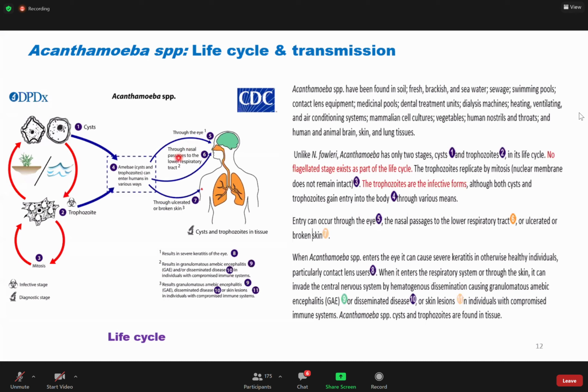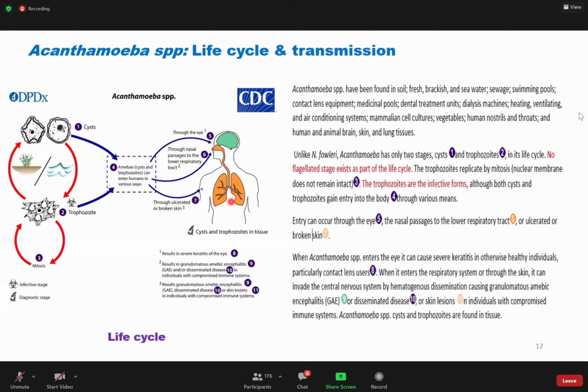It can also enter through the nasal passages to get to the lower respiratory tract. So there's no way you're going to dive into the lake or stream and you won't have some droplets of water going up your nostrils. It can also go through ulcerated or broken skin. So you just had a tattoo and you went for a swim in the lake. That is offering the organism a portal of entry. So depending on the portal of entry, the clinical presentation may be keratitis, okay, involving the eyes, or you can have involvement of the central nervous system, or you can have infection of the skin.